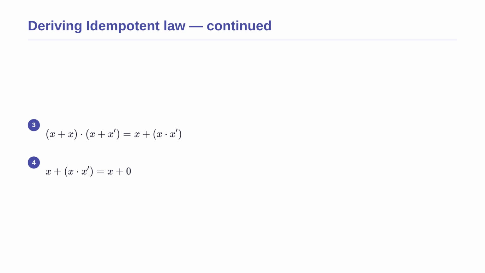Next, we focus our attention on that x times x prime part. The complement law for the AND operation tells us that a variable multiplied by its opposite is always 0. So we replace that entire block with 0.